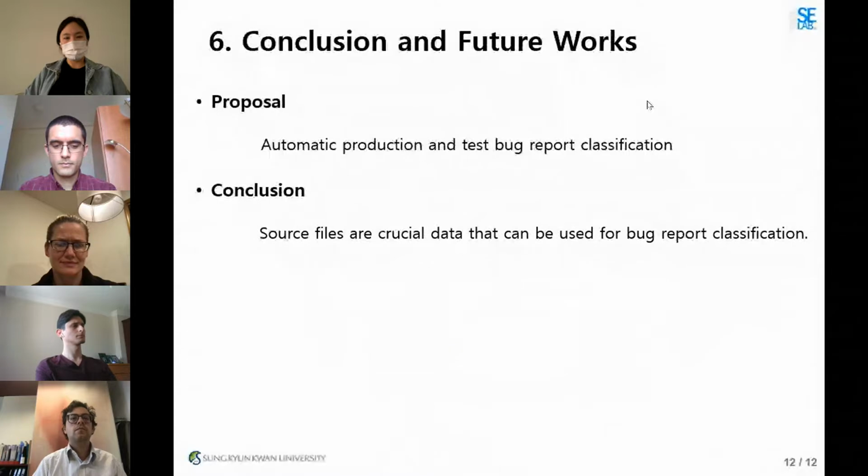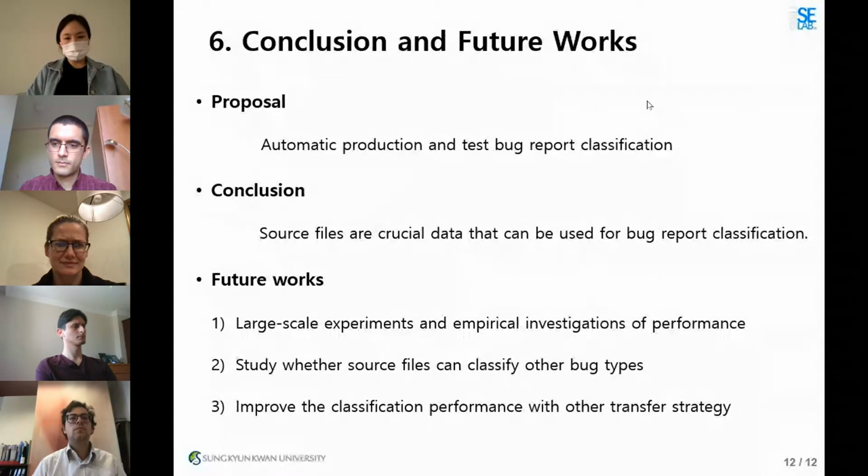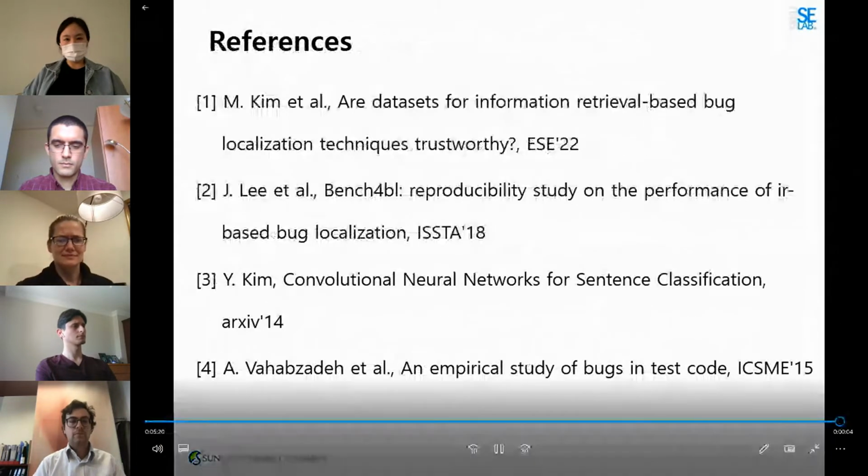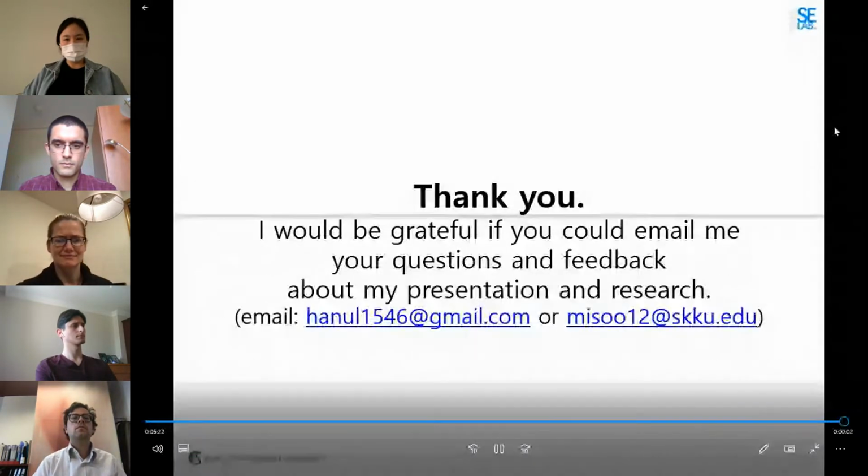We confirmed that the source files are a crucial dataset that can be used effectively for bug report classification by conducting experiments. In the future, we plan to do these three works for advancing our method. Thank you for listening.